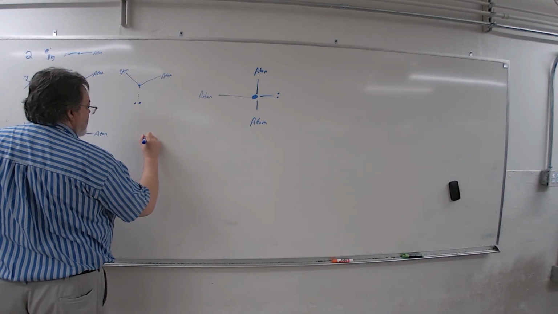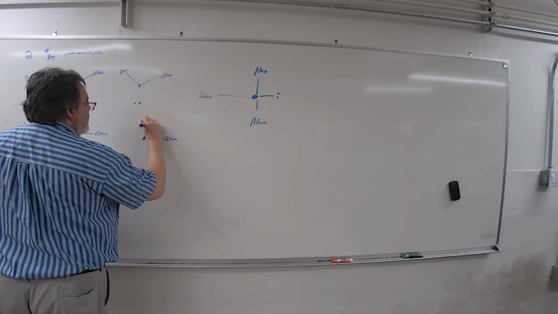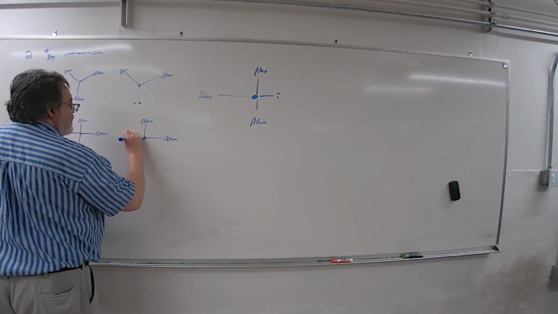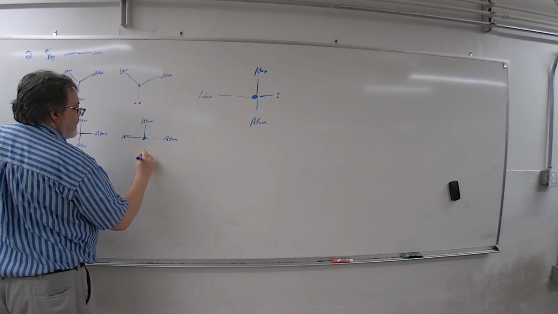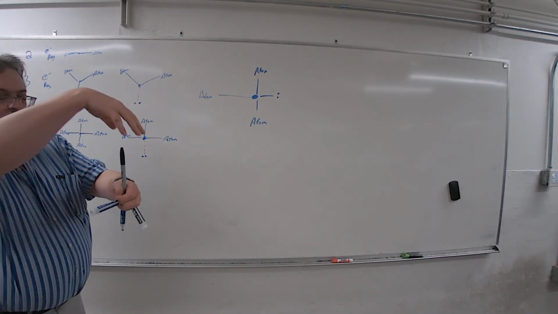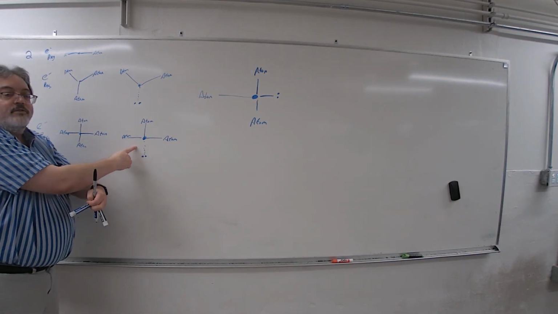The other examples are central atom, now with a pair of electrons. If this were a pair of electrons, then it would be the trigonal pyramid. That would be the trigonal pyramid.